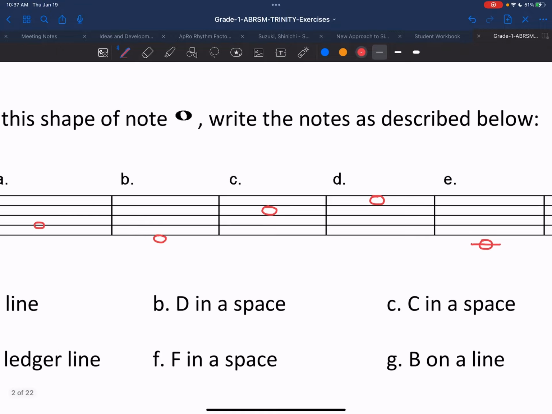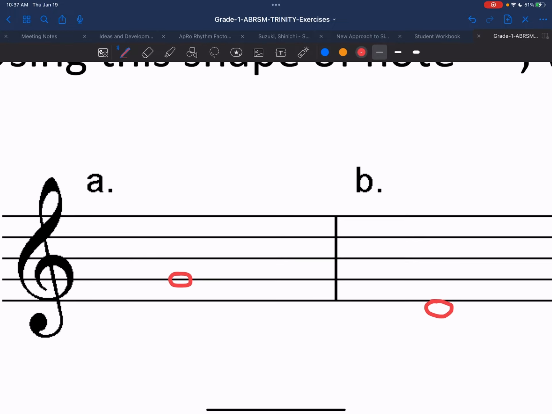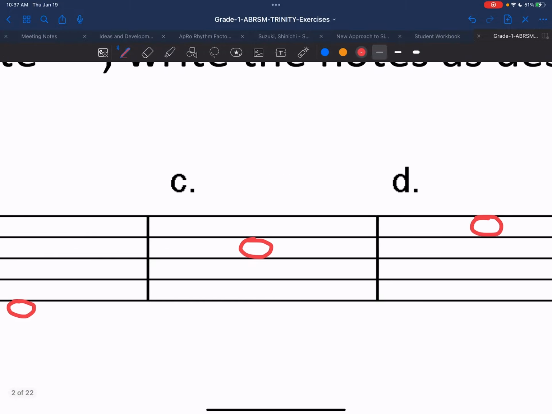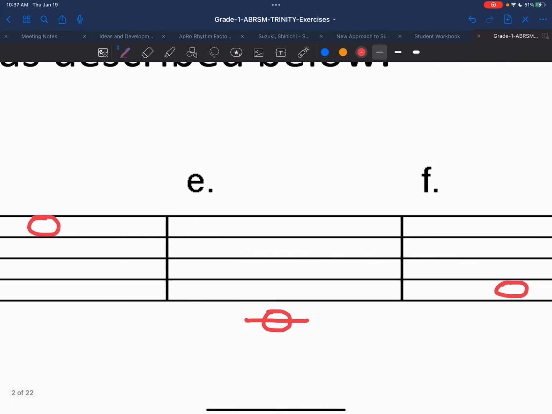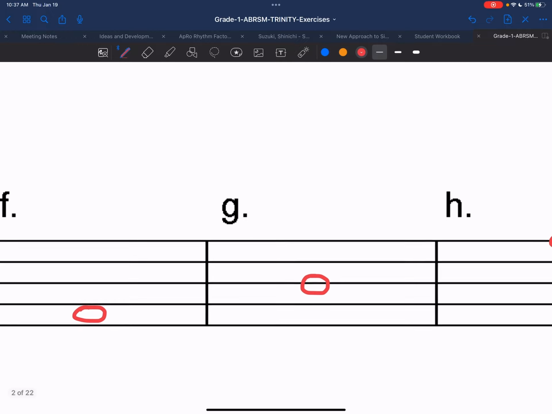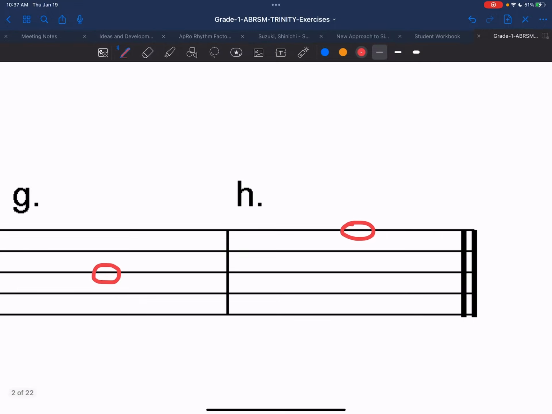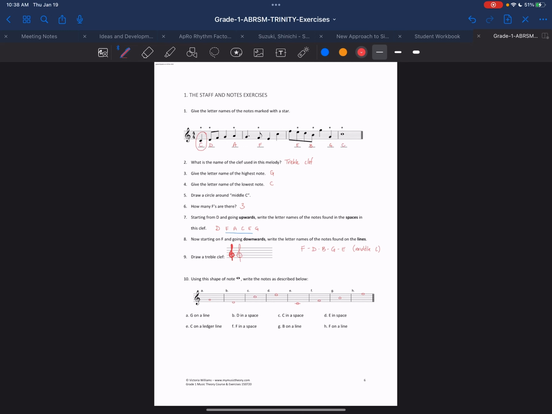One more time, we have our G on a line, D in a space, C in a space, E in a space, C on a line, F in a space, B on a line, and F on a line. That takes us to the end of our first page of the staff and notes exercises for grade 1 music theory.